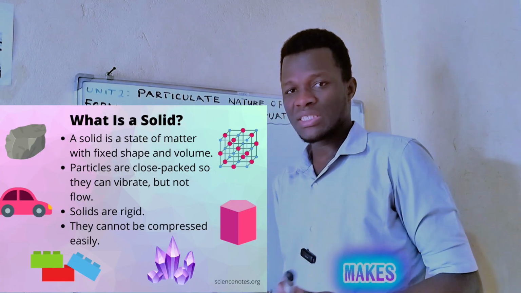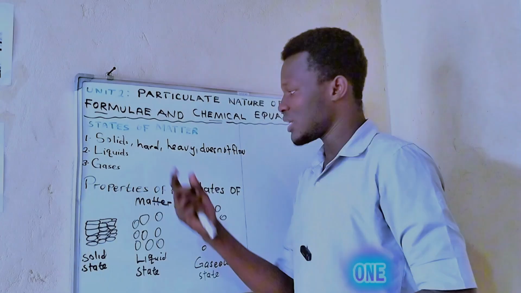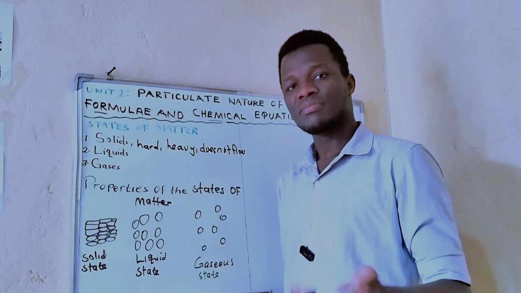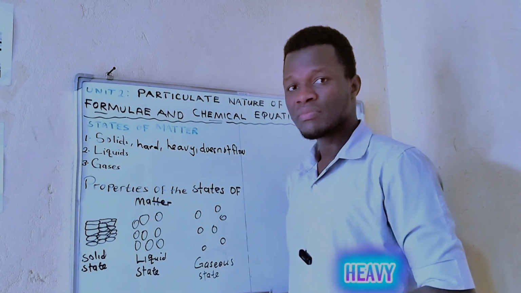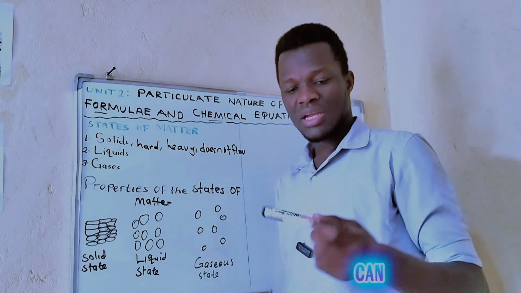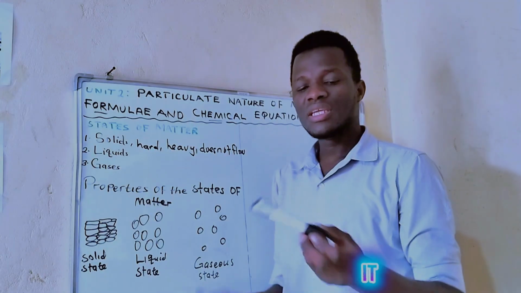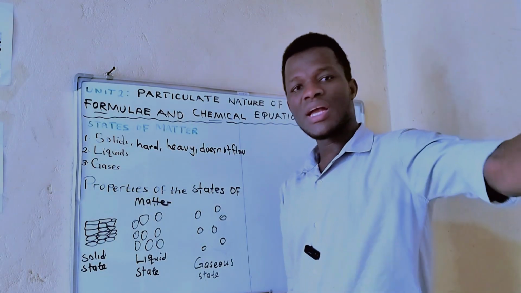What makes it an example of solid? When you touch it, it's hard. Just one. It has some weight. It's heavy. Then it does not flow easily like water. If I turn this upside down, nothing flows from it. It remains hard.